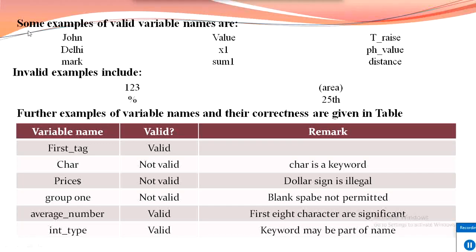Now some examples of valid variable names are John, Delhi, Mark, value, x1, someone, t_raise, ph_value, distance. These are valid variable names. Invalid: 123, because it is a fixed value, so it cannot be used as a variable. (area), it cannot be used because it has special characters. %, 25th, these cannot be used.